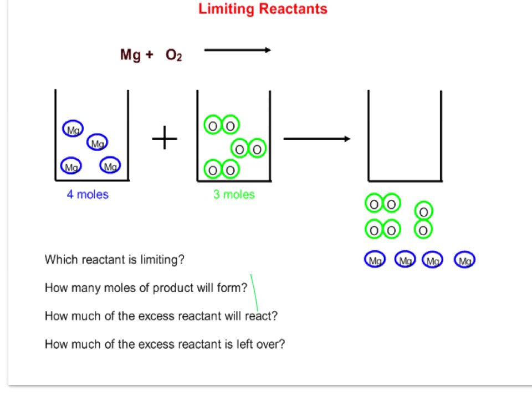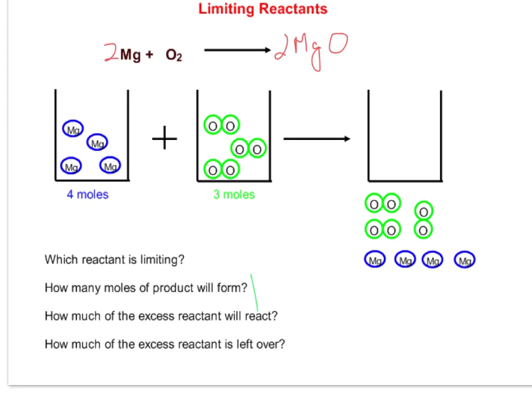Let's take a look at this example here. We have magnesium reacting with oxygen. So let's write out our product. This is synthesis. So magnesium and oxygen will combine to make magnesium oxide. Magnesium is 2 plus, oxide is 2 minus, so MgO. And to balance it, we'd need 2 of these and 2 of these.